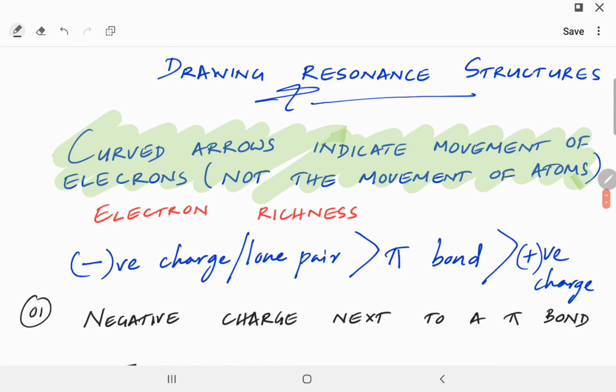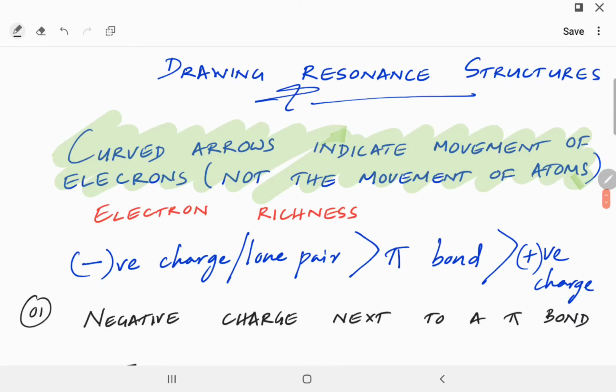And always these arrows start from electron rich areas, and they always end at electron deficient areas. So these arrows will always start from something like a negative charge or lone pair and even a pi bond, but they will always go in the direction of electron deficiency, towards electron deficient areas like positive charges. All right, so let's try these resonance structure drawings using a few different examples.